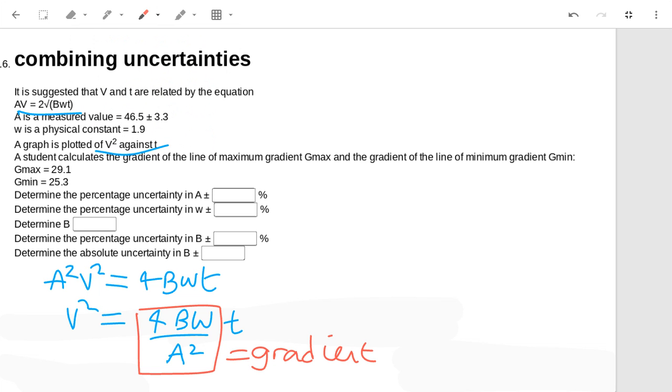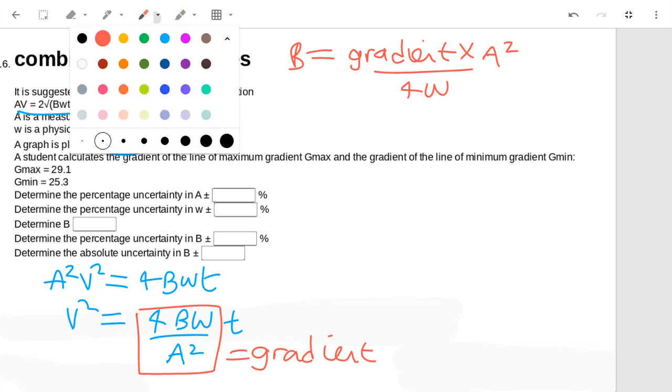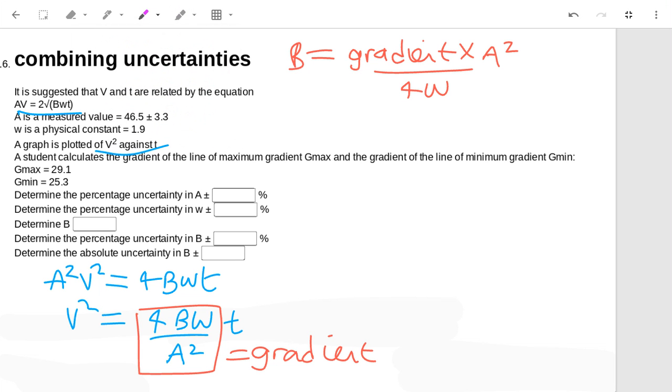So rearranging for b, I'm just going to go up to the top. B equals the gradient times a squared divided by 4w. Now we need to get the individual uncertainties. Let's start with the gradient.